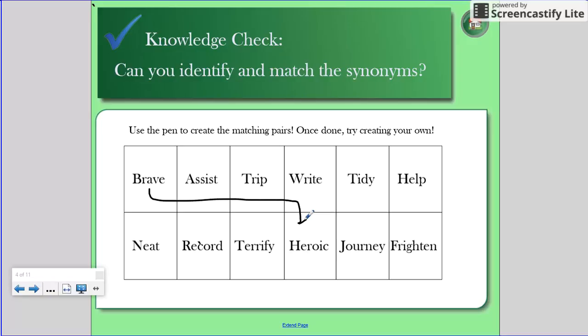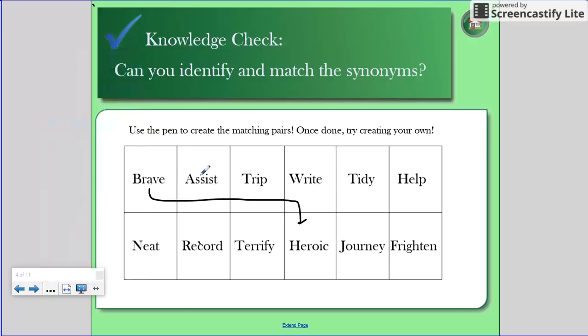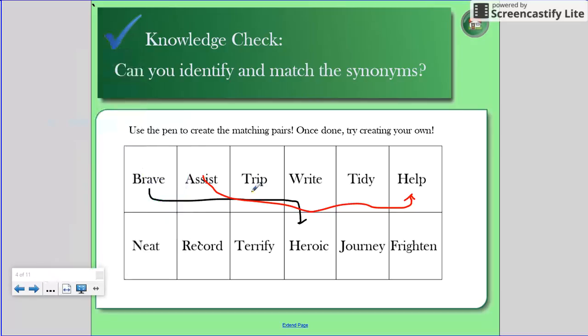All right, if you're back, that means that you've successfully matched the pairs. We already matched brave, which we said was heroic. Next will be assist, and assist's pair is going to be help. If you were to say you were going to assist your mom with the groceries, you could say that you helped your mom with the groceries. Next is trip. A trip would be journey. You could say that you went on a trip, and you can say it was a journey as well.